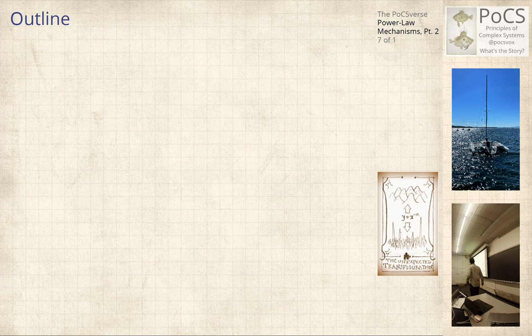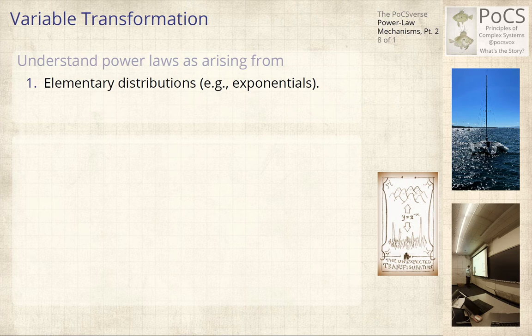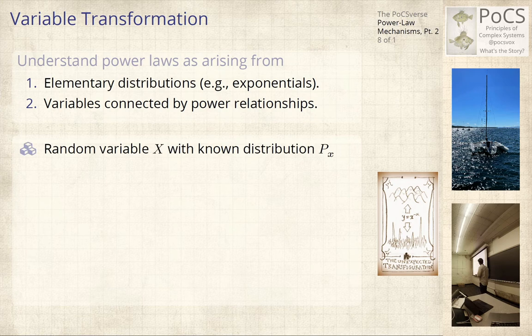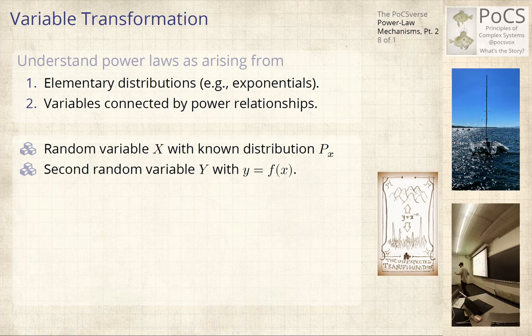Okay, so the idea is we're going to have elementary distributions, you know, exponentials, Gaussians. For those, we have really solid, strong stories from the central limit theorem. Boom, right? We've got that. Exponentials come from a failure mechanism, for example. These are things for which we have nice little stories, little mechanisms that explain them. And then we're going to have these variables connected by some power relationship, and that's going to be the explosion. So I'll just talk through it. You don't have to worry too much, but let's at least have it on the board.